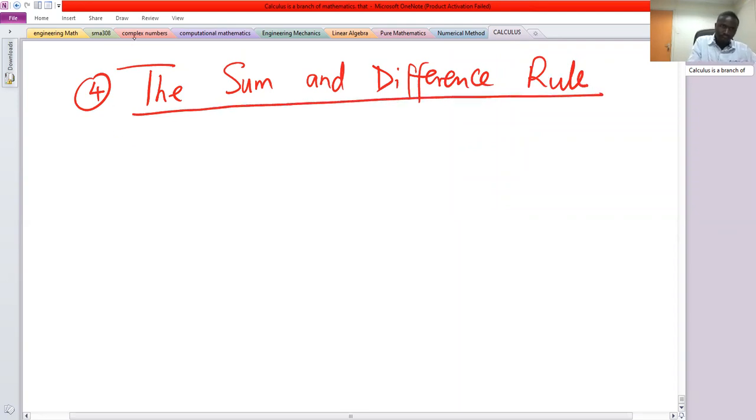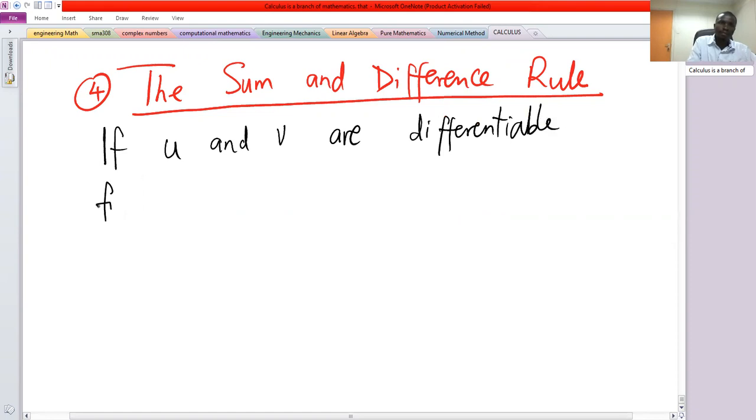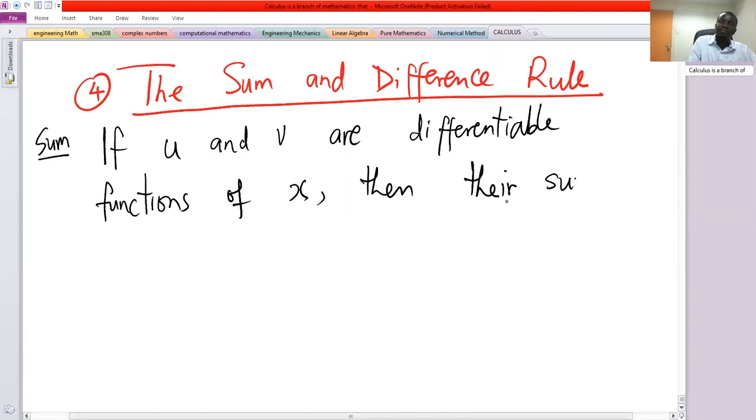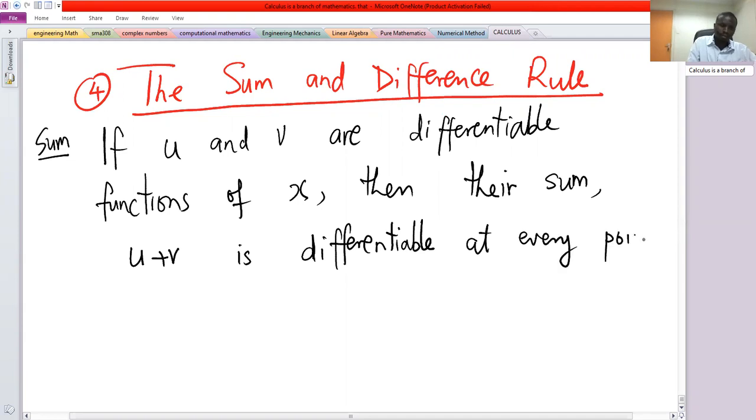Now, this is how the rule states. If u and v are differentiable functions of x, then their sum, u plus v, is differentiable at every point where u and v are both differentiable.